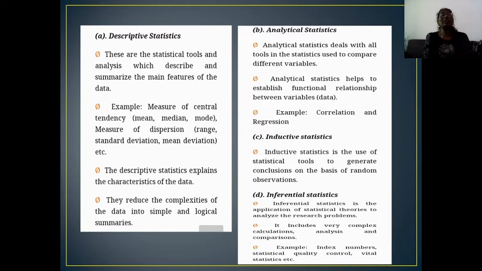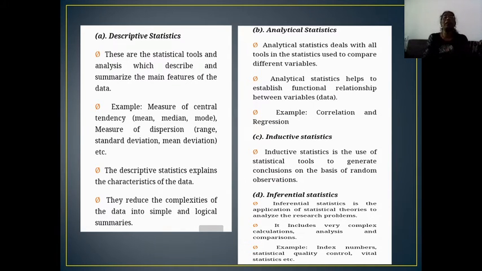Descriptive statistics. These are the statistical tools and analysis which describe and summarize the main features of the data. For example, measures of central tendency, which include mean, median, mode, as well as measures of dispersion, which include range, standard deviation, mean deviation, etc. The descriptive statistics explain the characteristics of the data. They reduce the complexity of the data into something simple and logical, which is easily summarized.